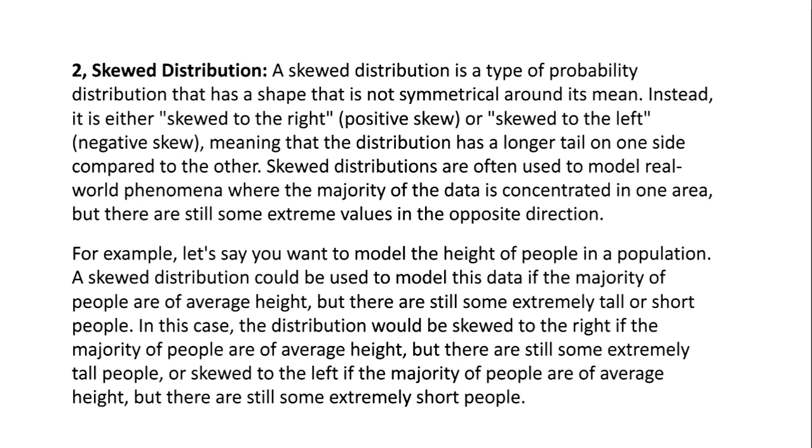In this case, the distribution would be skewed to the right if the majority of people are of average height, but there are still some extremely tall people, or skewed to the left if the majority of people are of average height, but there are still some extremely short people.